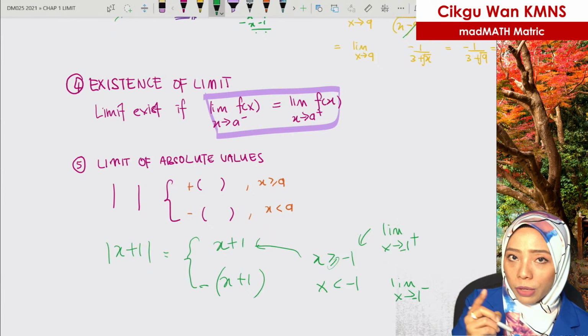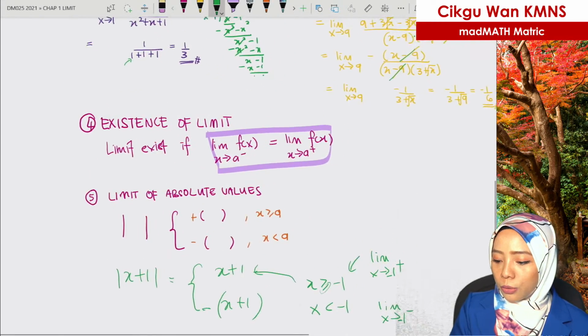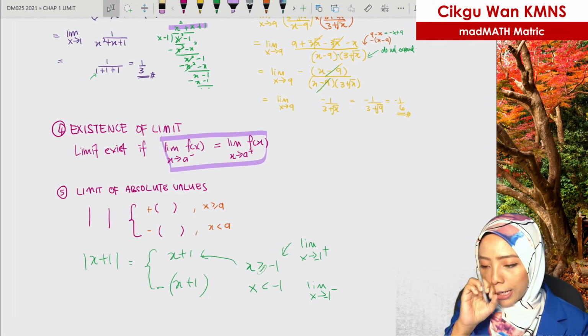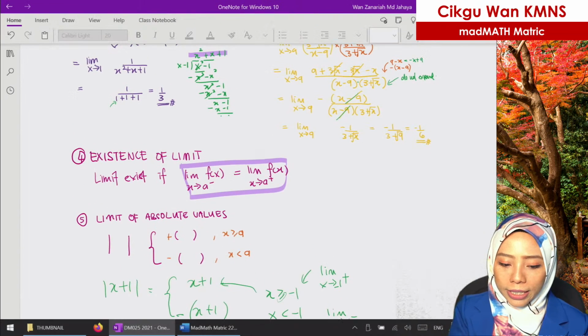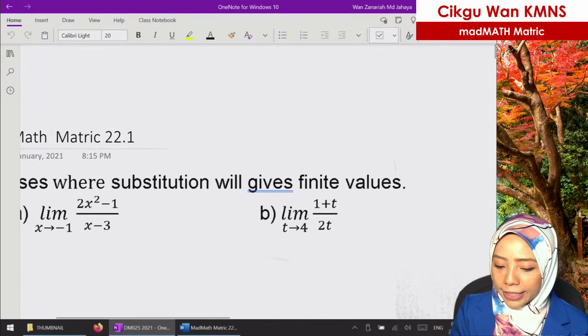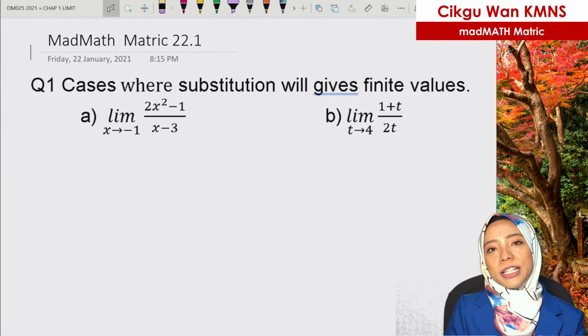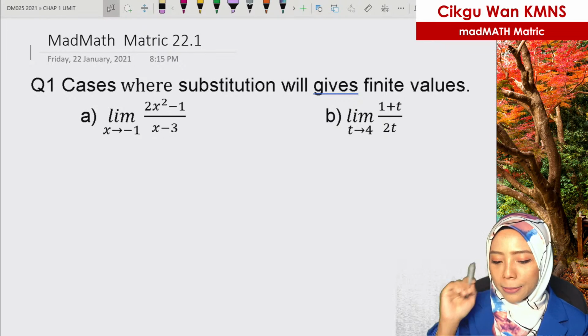Okay, we will look further after this when we are reaching that type of question. Alright, so this is the question that we are going to solve actually. Okay, that's actually everything you have learned. So let's try the example.